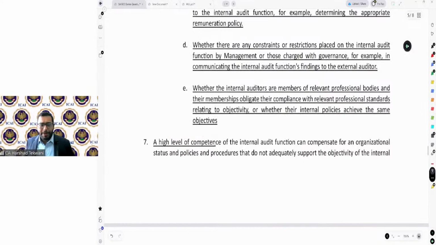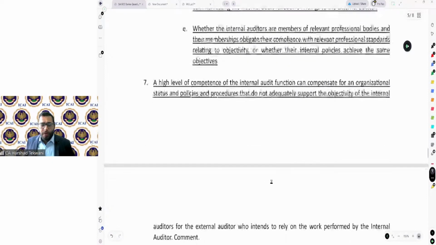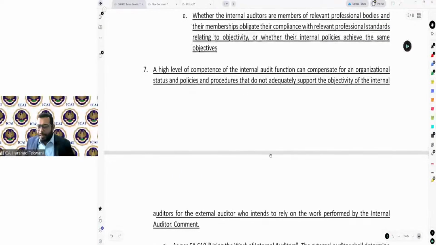A high level of competence of the internal audit function can compensate for an organizational status and policy and procedure that do not adequately support the objectivity of internal auditors for the external auditor who intends to rely upon the work performed by the internal auditor. Means you need to tell me whether this is correct or what is the scenario. You need to comment on this.